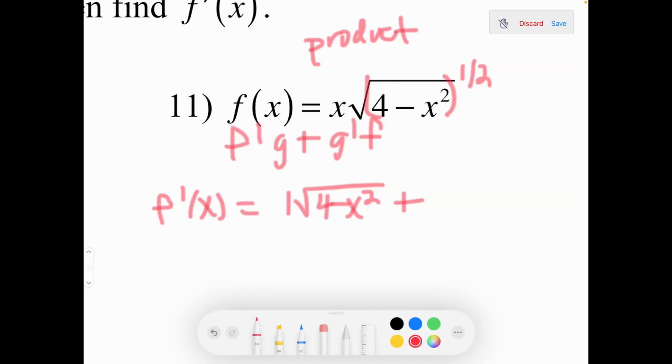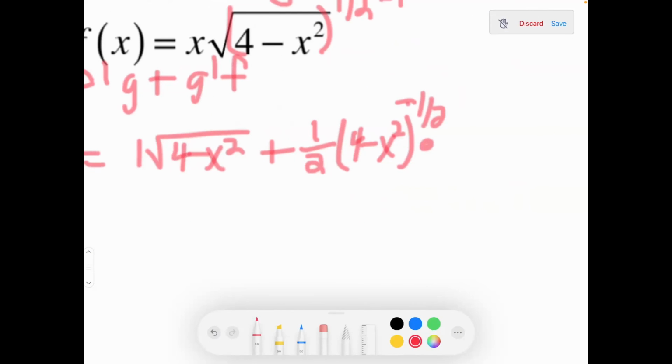So the derivative of this square root of 4 minus x squared to the 1/2 part, we've got to use chain rule for that. So we get 1/2. We're not going to change the inside, 4 minus x squared. We're going to subtract 1, so we get negative 1/2. And we can't forget to take the derivative of this inside piece, which would be negative 2x.